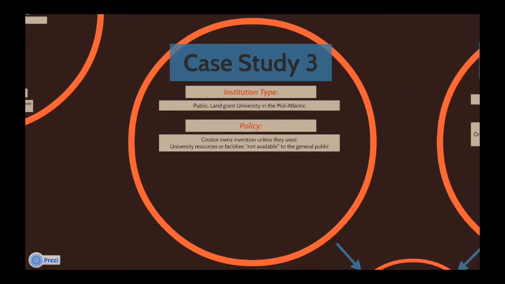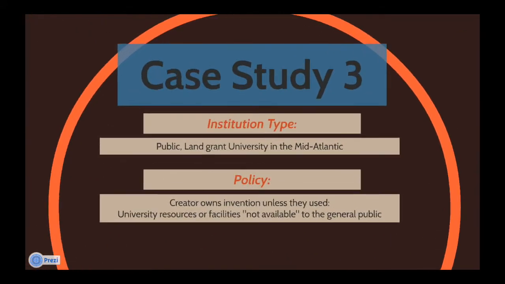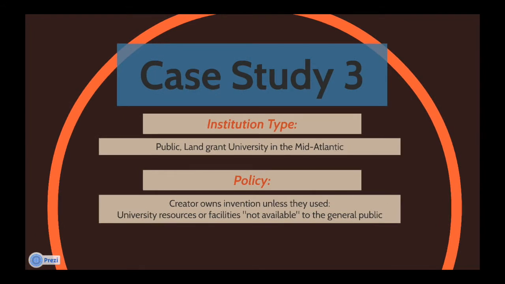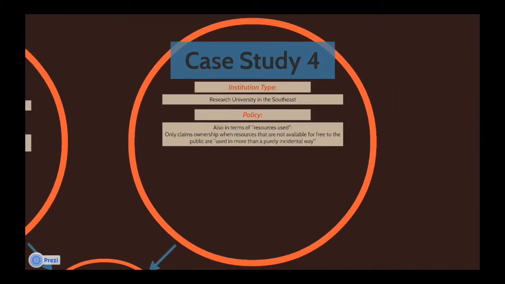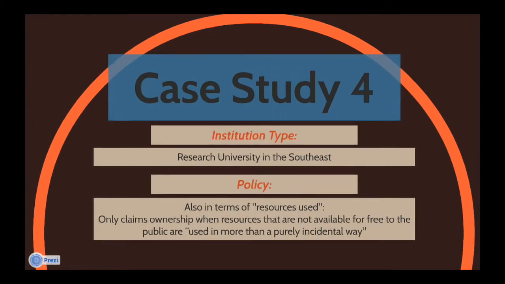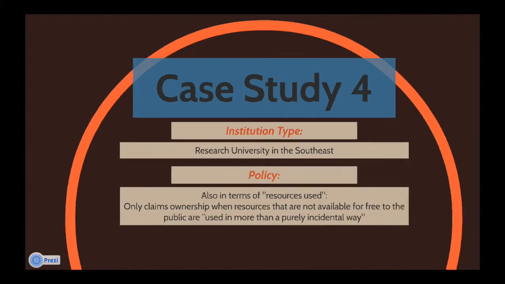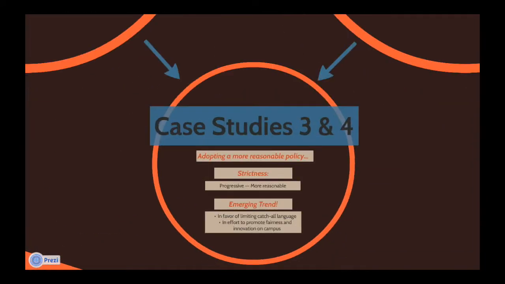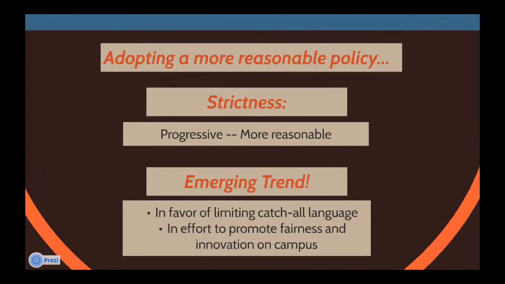The first of these, Case Study 3, is a public land-grant university in the Mid-Atlantic. It narrows its language to use of university resources or facilities not available to the general public. The second, Case Study 4, is a research university in the Southeast. This policy's catch-all clause also relates to the use of resources, but it only claims ownership over IP when resources that are not available for free to the public are used in more than a purely incidental way.